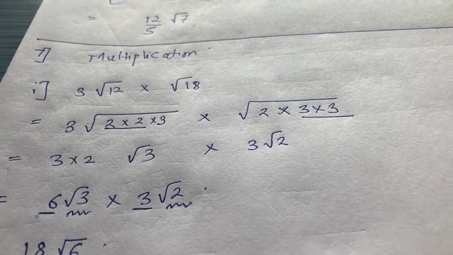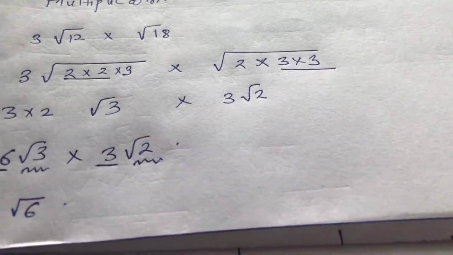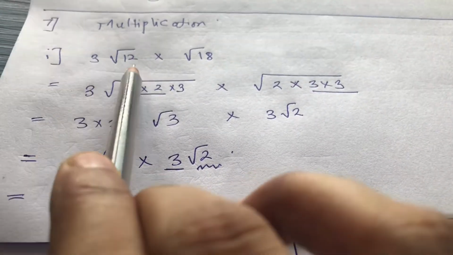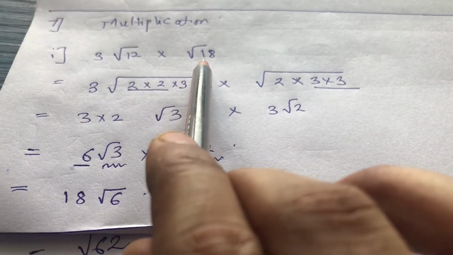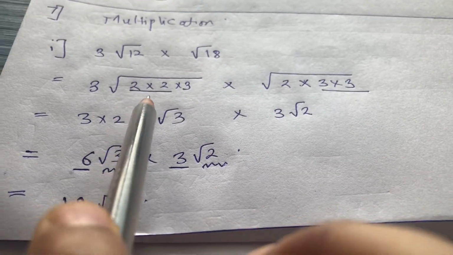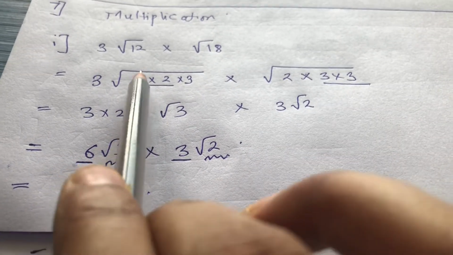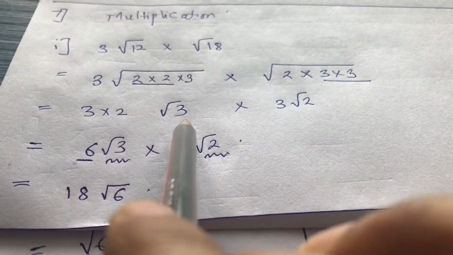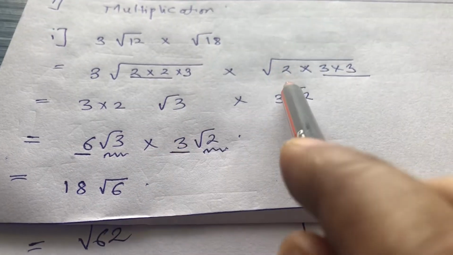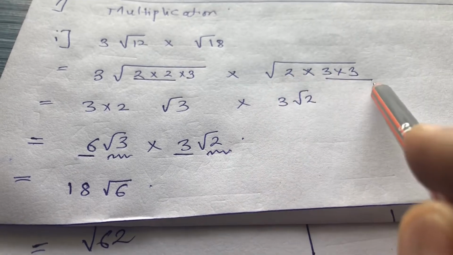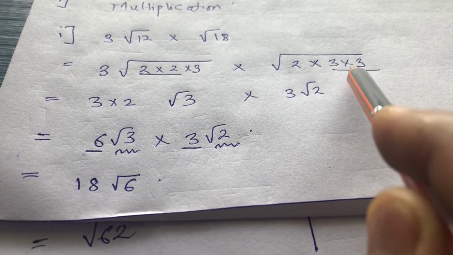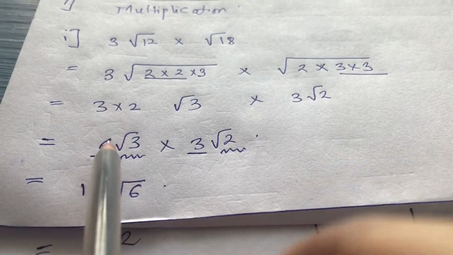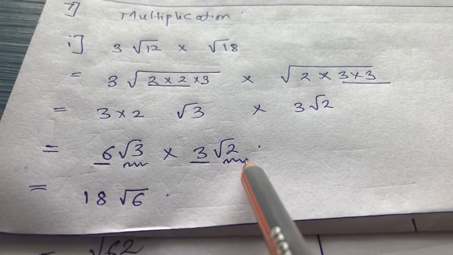Multiplication of surds can be done even if the surds are not like surds. Okay, so this is given to you 3 root 12 into root 18. So we first simplify it so that our work is easy. So 12 can be written as 2 into 2 into 3. So the 2 comes out, root 3 remains. This can be written as, it's 2 into 9. 9 is 3 into 3. So now this 3 has come out. So now here you have got 6 root 3 into 3 root 2.